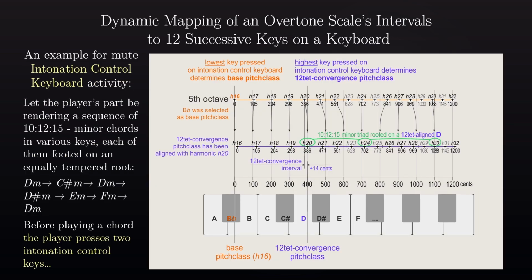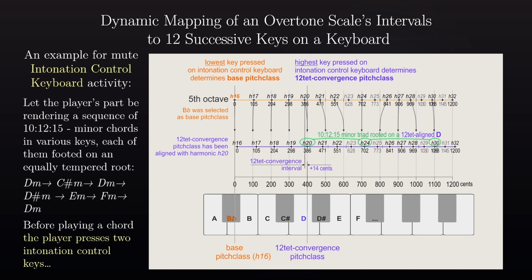How does the intonation control keyboard work? Let the player's part be rendering a sequence of some lineage 10-based minor chords in various keys, each of them rooted on an equally tempered root note. We start at D minor and get on with C sharp minor. From there, we step up in 4 semitone steps.